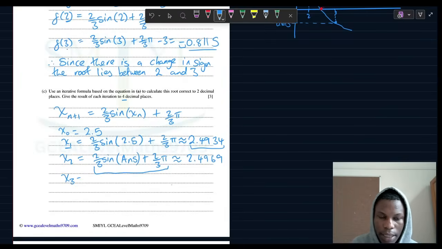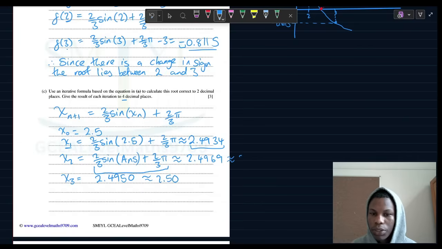Let's do x3. In this case, you don't have to keep writing this since we've already written 2/3 sine of ANS. Answer, remember, has the previous iteration, so you don't change anything on your calculator, just press the equal sign. You should get the result of the next iteration. So now I'm getting 2.4950. And hopefully you can see that this here is approximately 2.50 and this is also 2.50.